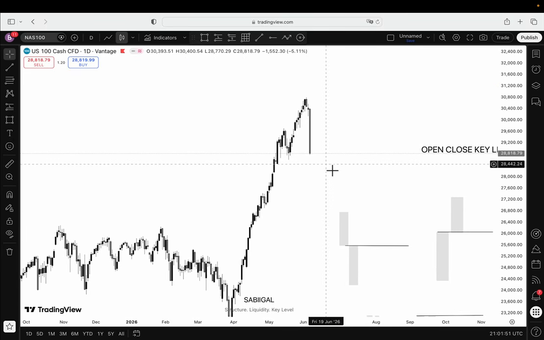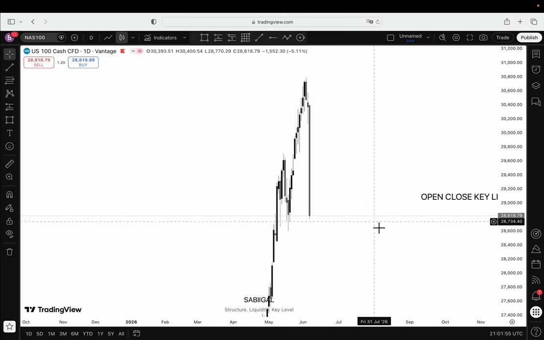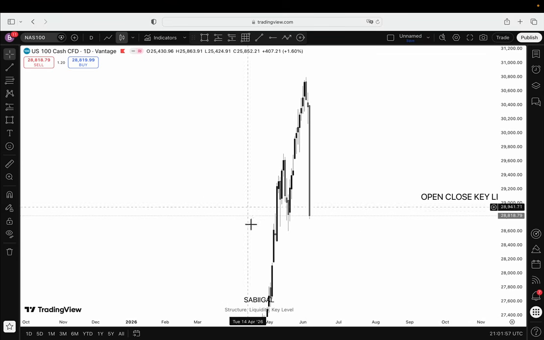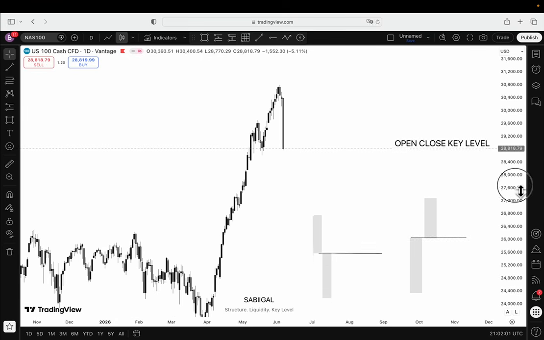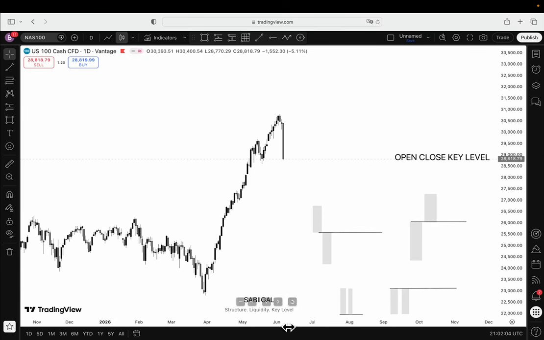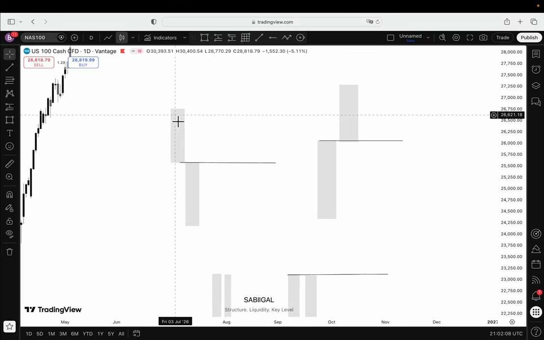Now I took a trade on NAS 100. I'm going to show you guys everything, like for this week that just rounded up. Now look at this diagram very well.